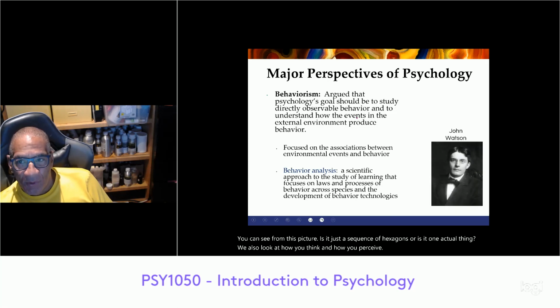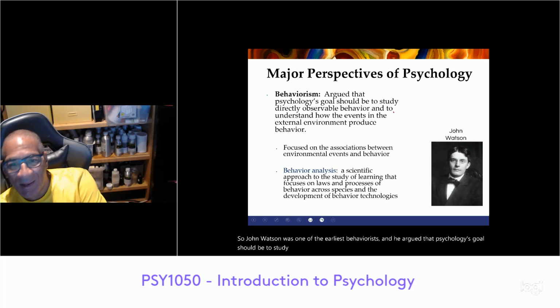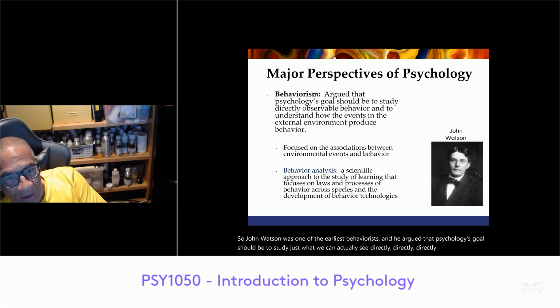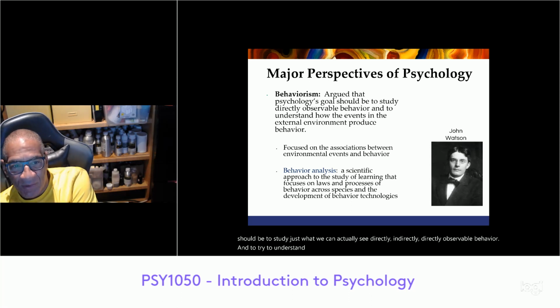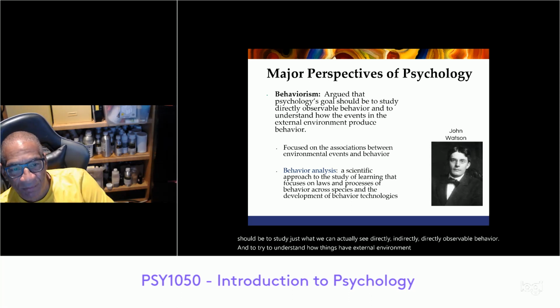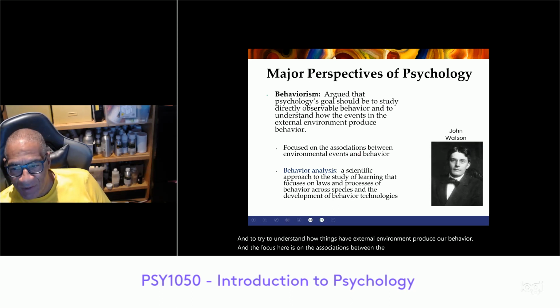John Watson was one of the earliest behaviorists, and he argued that psychology's goal should be to study just what we can actually see, directly observable behavior, and to try to understand how things in the external environment produce our behavior. The focus here is on the associations between environmental events and behavior. They do what they call behavioral analysis, which is an approach to the study of learning where they focus on the laws and processes of behavior across different species.